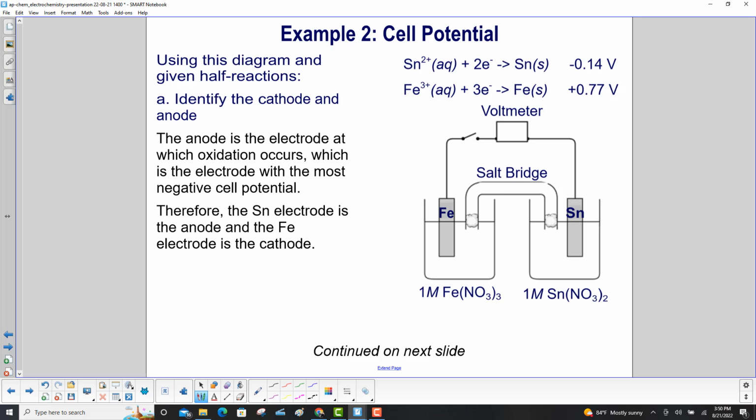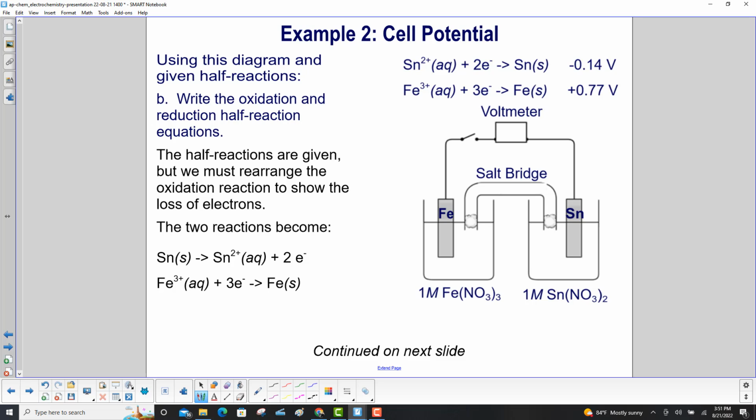The anode is the electrode at which oxidation occurs, which is the electrode with the most negative cell potential. So that's going to be tin. Therefore, the tin electrode is the anode and the iron electrode is the cathode. Write the oxidation and reduction half reaction equations. The half reactions are given up here, but we must rearrange the oxidation reaction to show the loss of electrons. So this time that will be tin, which is losing the electrons, and the iron one stays the same.